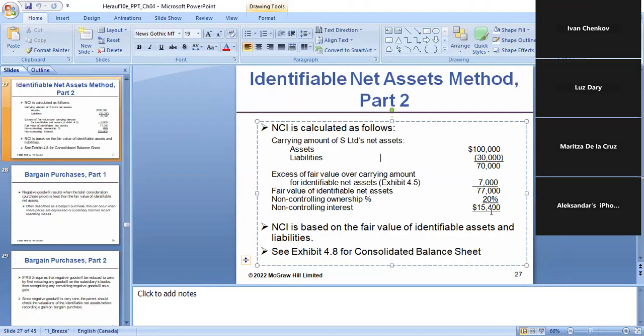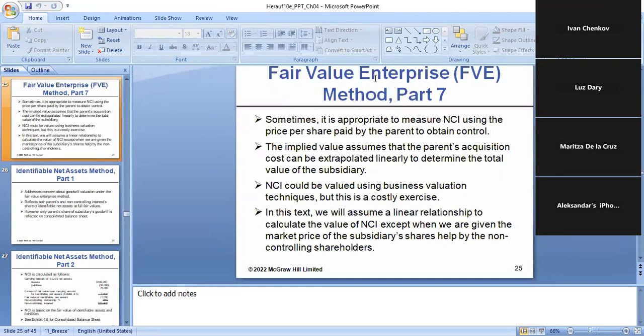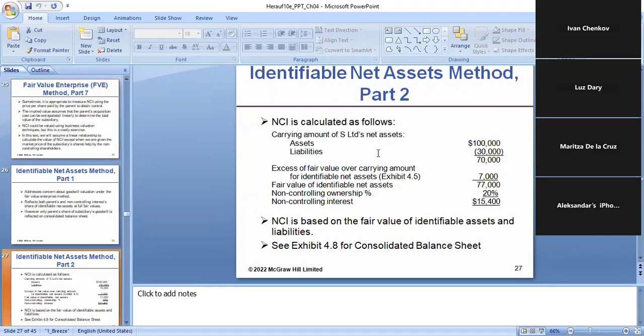That's the only difference between the fair value enterprise method and the identifiable net assets method. So under the identifiable net assets method, we're calculating non-controlling interest as a percentage of the fair value of the identifiable net assets. That's it. That's how simple this is. We don't have to do those crazy calculations, and we have two scenarios, again, where we're chasing only the non-controlling interest.